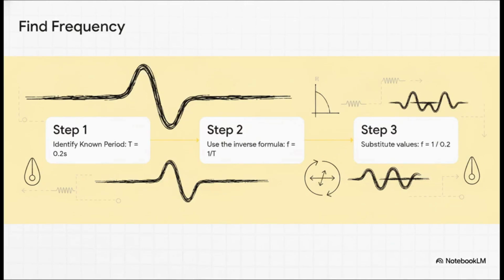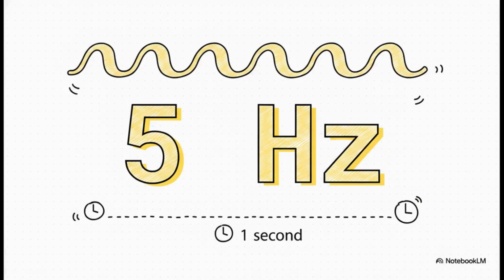Because they're exact opposites, we can use a really simple formula. Frequency equals 1 divided by the period. Let's walk through a quick example. Say we know our period is 0.2 seconds. We simply take our formula, f equals 1 over T, and substitute 0.2 in for T, giving us 1 divided by 0.2. Do that quick division, and boom, we get 5 hertz. That means if one wave takes 0.2 seconds to form, you're naturally going to see 5 of those waves perfectly complete their cycle in exactly 1 second.